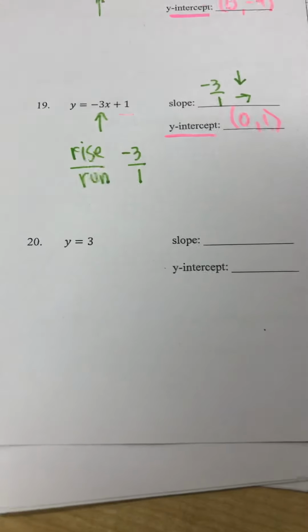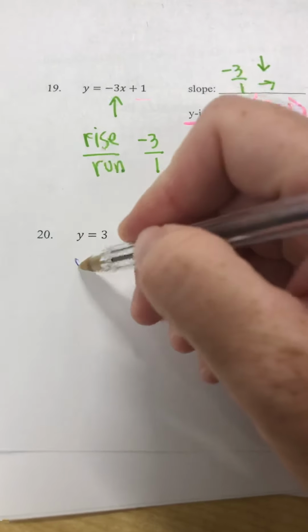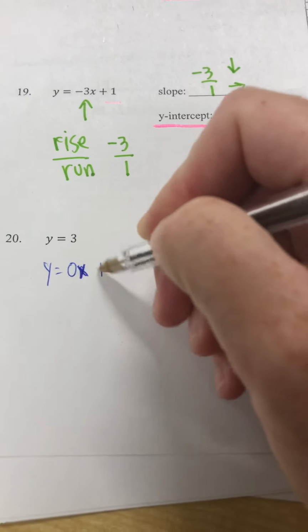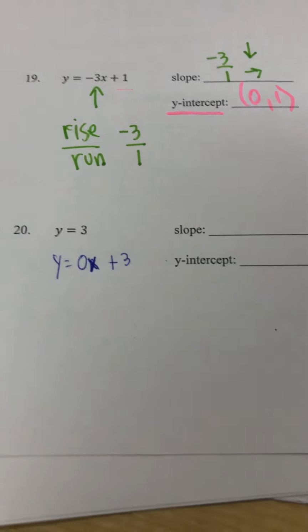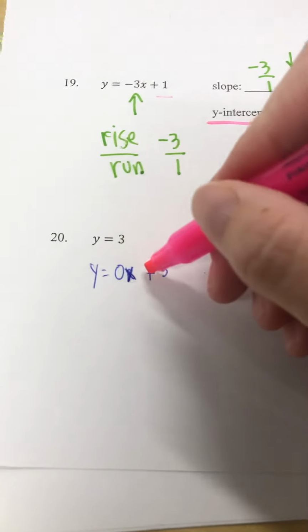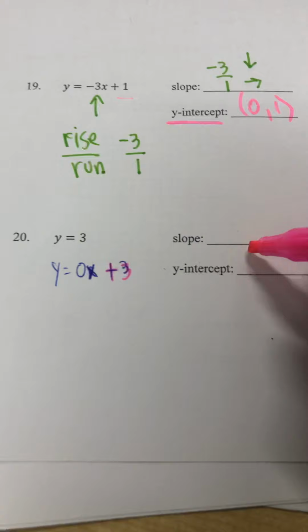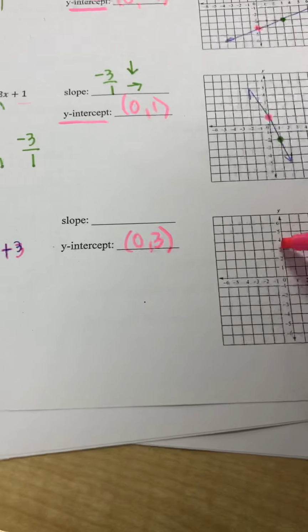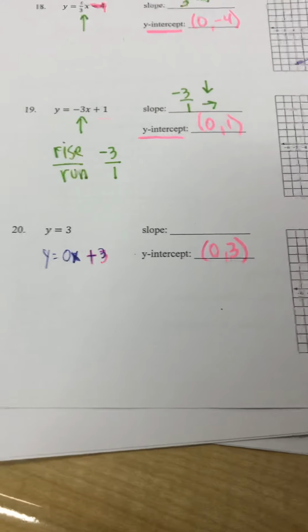The last one right here, there is no slope. Technically, it's 0x plus 3. So right here I have a +3. That's my y-intercept, 0, 3, and it's right here at 3. But this time it has 0 slope.